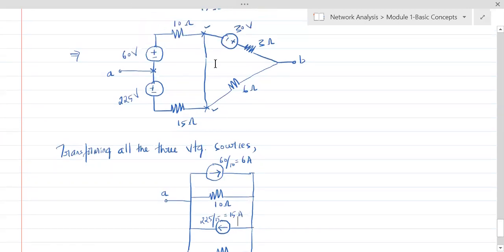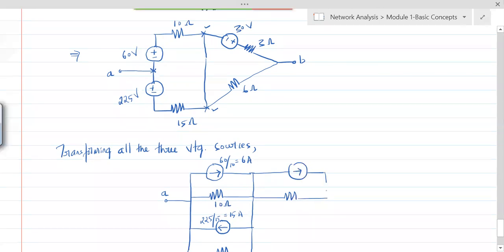Similarly we have to handle these. So what would this be? This would again be a current source. Arrowhead is at the right. And in parallel with that you will have a resistor, and this 6 ohms is anyways there.